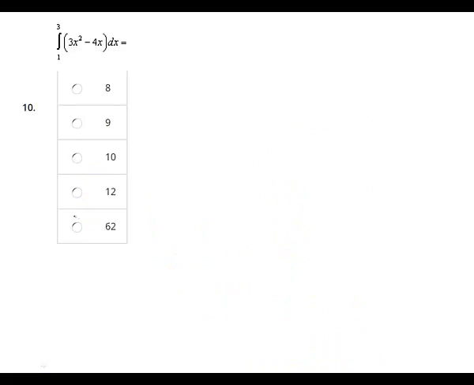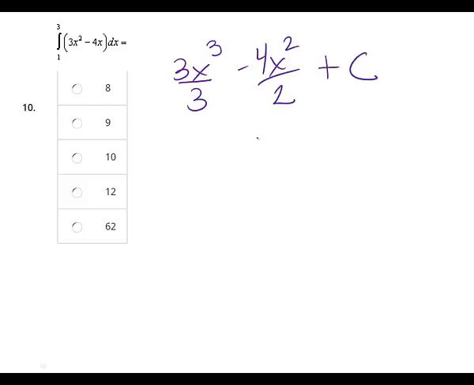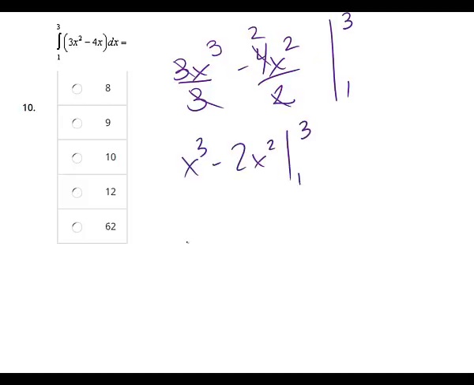All right, let's check this one with a pretty basic integral, right? Pretty basic definite integral. So we've got 3x to the what? Third over 3 minus 4x squared over 2 plus c. I'm sorry, why am I doing plus c? No plus c, right? It's definite. All right, we've got to plug in from 1 to 3. If I'm plugging in, I'm simplifying, right? All right, so we've got x cubed minus 2x squared from 1 to 3.